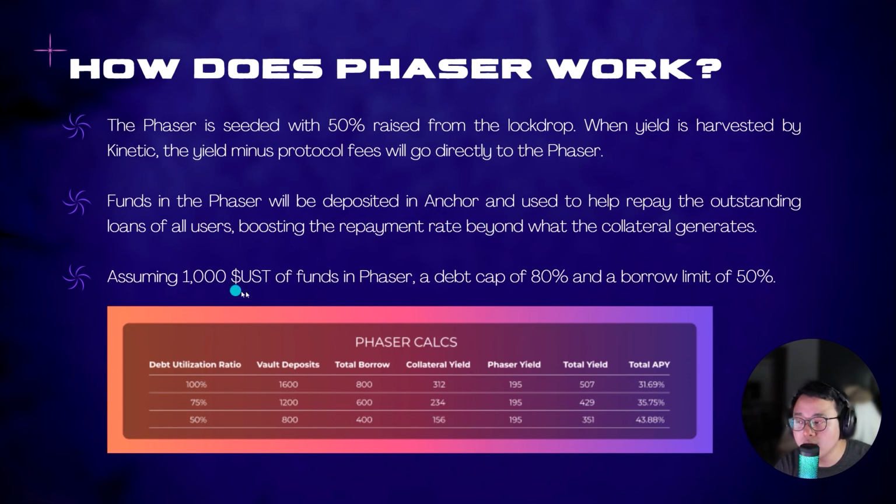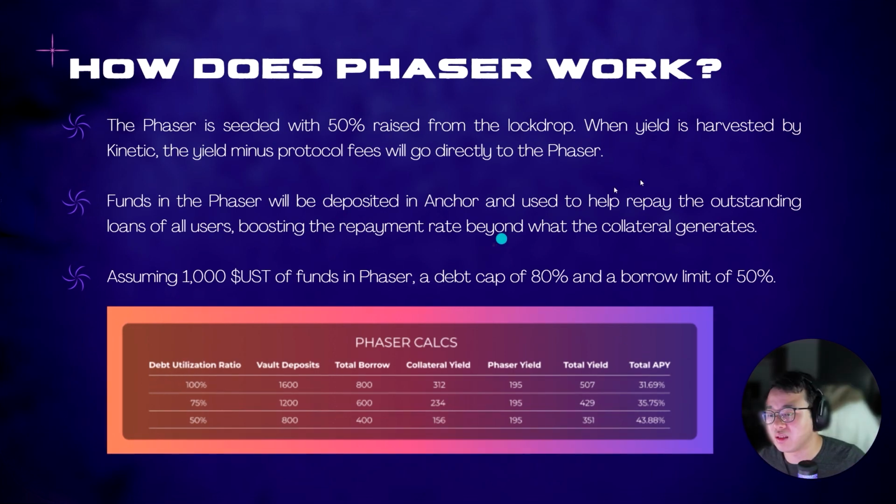And assuming 1000 UST of funds in Phaser with a debt of 80% and a borrow rate of 50%, we sort of get the following table that shows the different debt utilization ratio as well as the total APY.